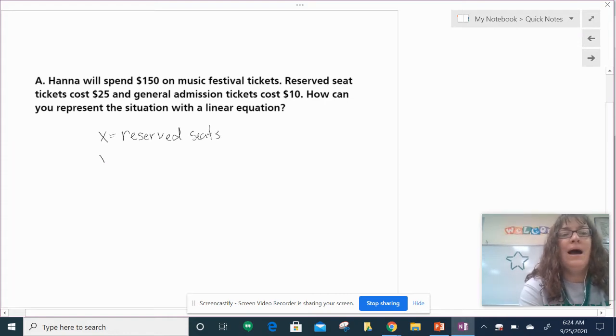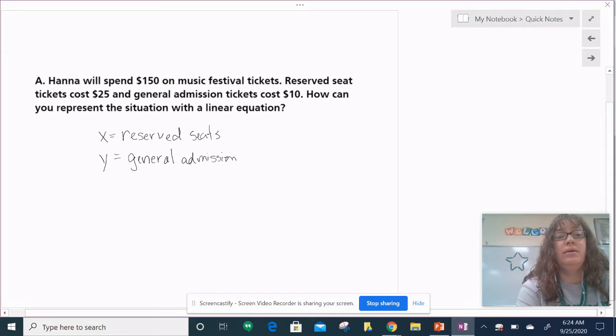And I'm going to say Y would stand for the number of general admission tickets. And if you'll really consider this situation, there's more than one possibility of how she could split up her money. And so that's why we're going to write an equation so that we can look at all of the different possibilities. So I know that her reserve seat tickets are going to cost $25.